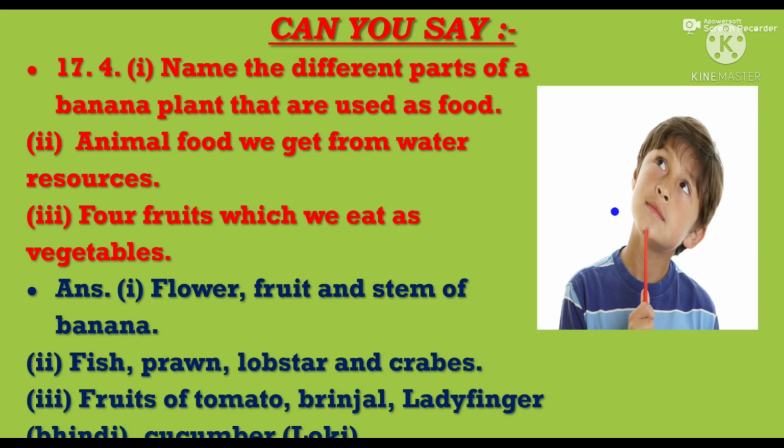Then animal food we get from water resources. Yes, from water resources we get fish, prawn, lobster and crabs. Four fruits which we eat as vegetables. Yes, we can write fruits of tomato, brinjal, ladyfinger, that is bhindi, cucumber or lauki. So these are the four fruits which we can eat as vegetables, right?